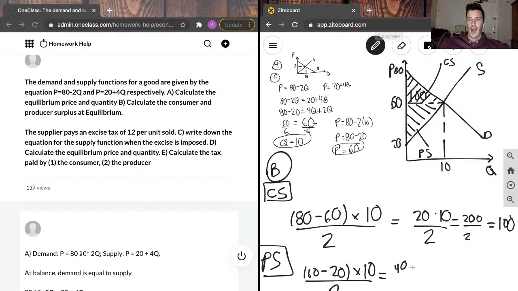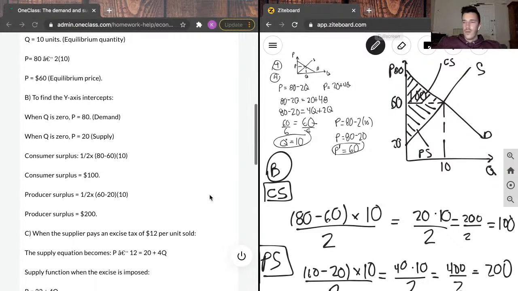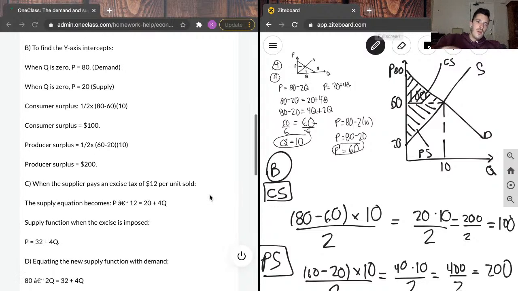Here I use a dot and an X for multiplication interchangeably. Probably bad practice. You should probably use one or the other, but I digress. 40 times 10 is 400 over 2, and our producer surplus is going to be 200. 100 and 200, excellent. Cool.